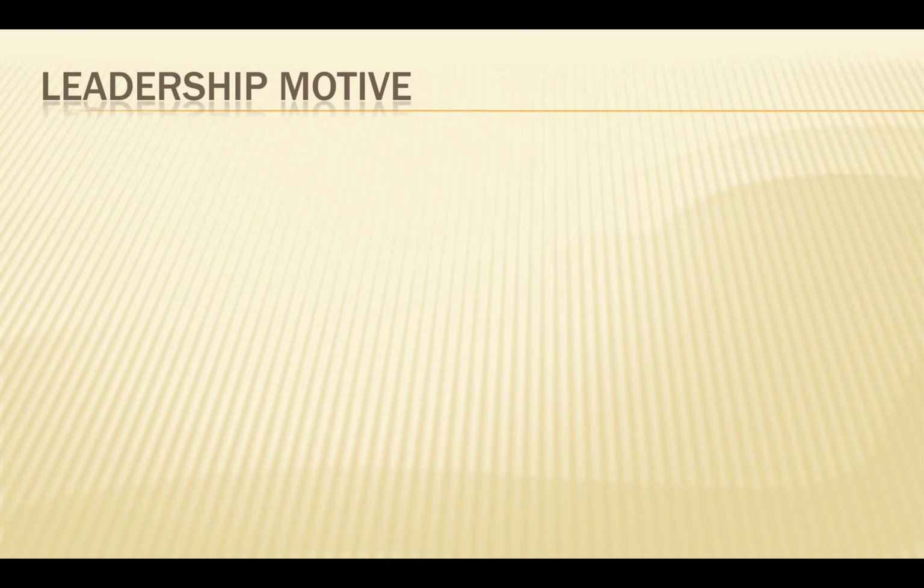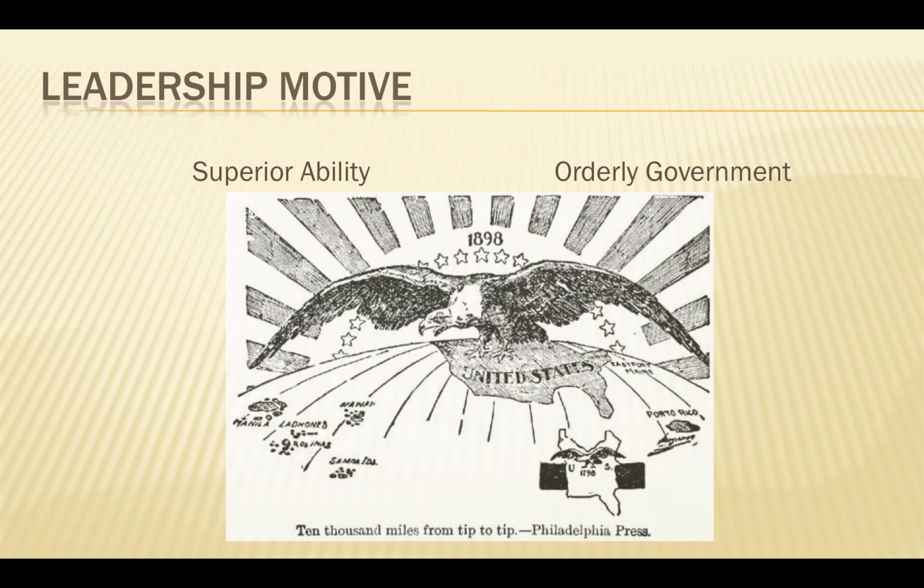Lastly, the imperial countries felt they had a leadership role to play because they felt a superior ability to provide orderly government, either as a permanent proprietor or as a temporary trustee. It's also known as the white man's burden.